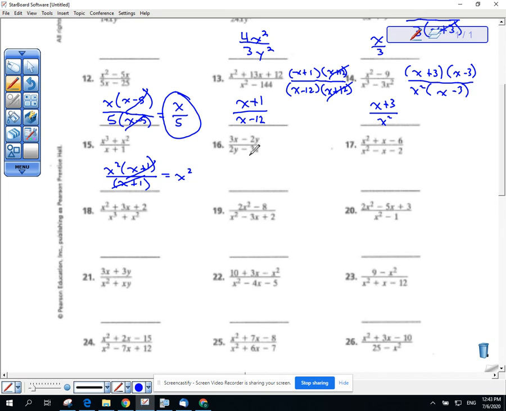Here we have a difference. So you might, at a glance, think there's nothing that can be done here. But there is one thing that can be done, and that is what you would get if you would divide out a negative 1. You notice how similar those terms are, right? 3x, negative 3x, negative 2y, positive 2y.